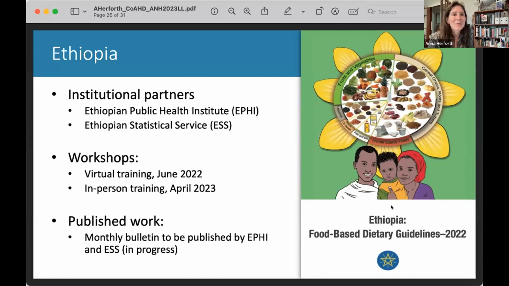And so we've been working closely with the EPHI as well as the Ethiopia Statistical Service to help mainstream the indicators in their food price reporting systems as well. They're aiming to publish a monthly bulletin that will contain these indicators.